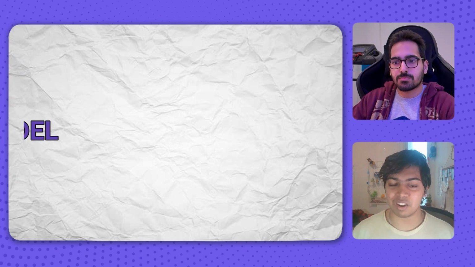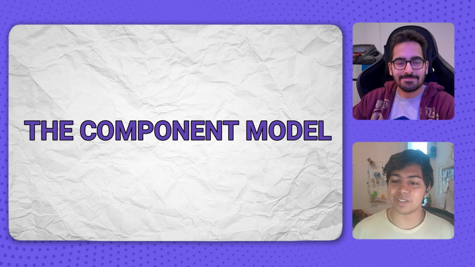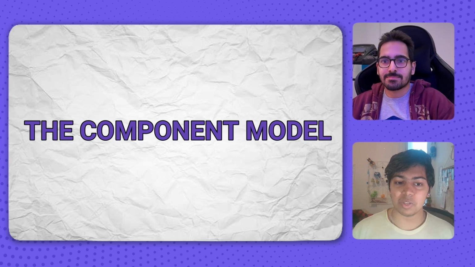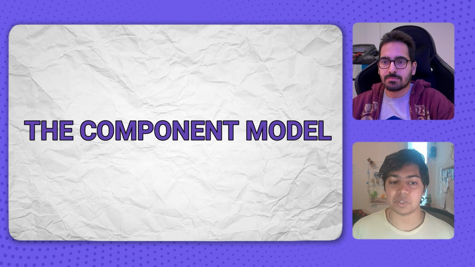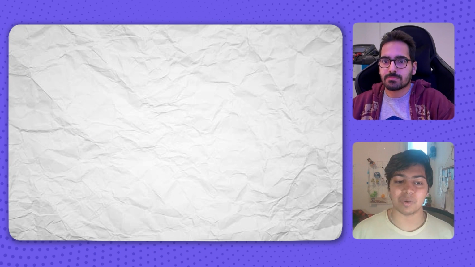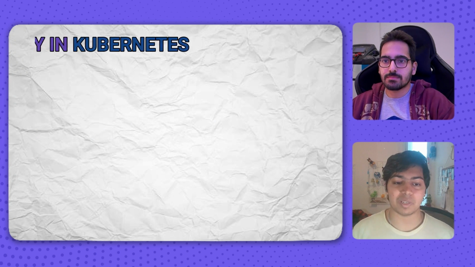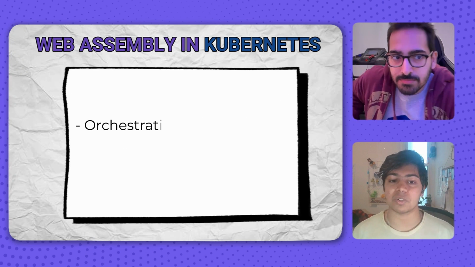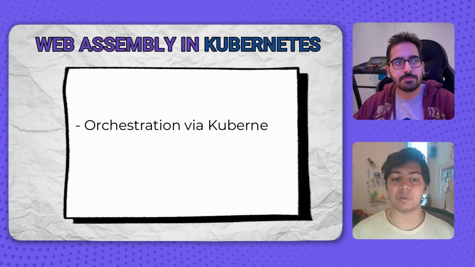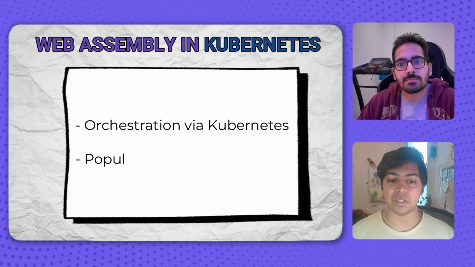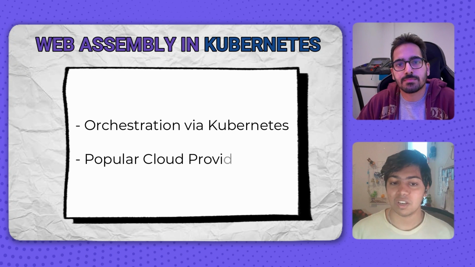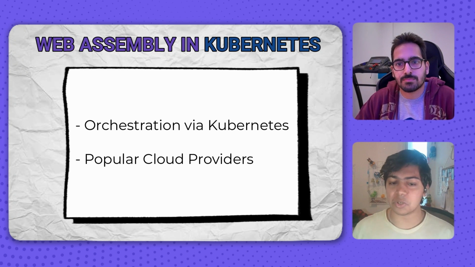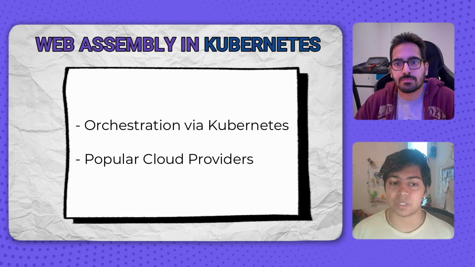We then talked about the component model in detail. What actually is a component, and how do you build with the component model to allow for building richer applications with WebAssembly. We then talked about how you can use WebAssembly in Kubernetes clusters and have Kubernetes do all the orchestration for you, which is pretty popular. There are quite a few popular cloud providers, including Azure, which already support doing this right out of the box. But we showed you exactly how this kind of stuff works under the hood.